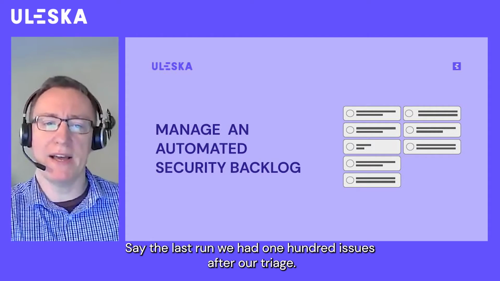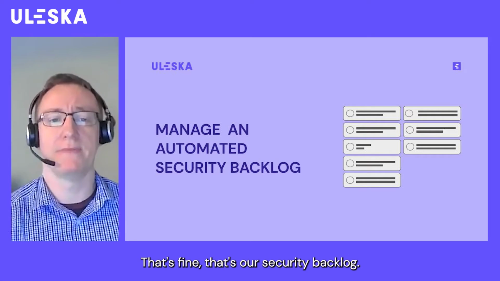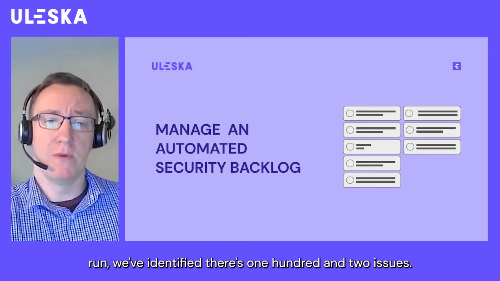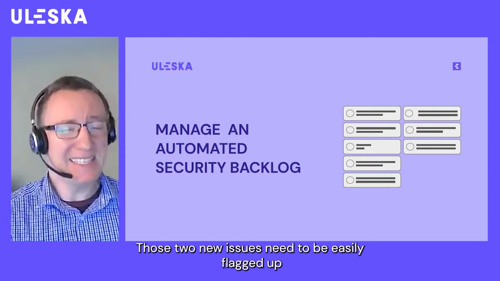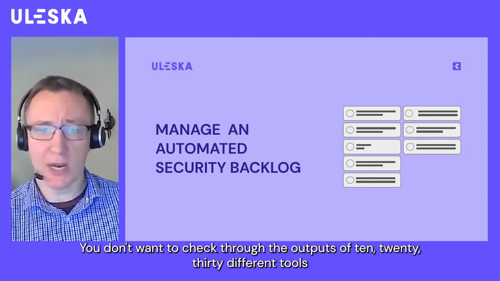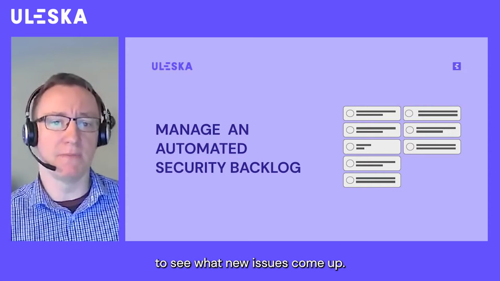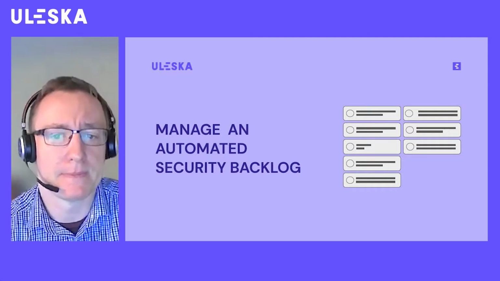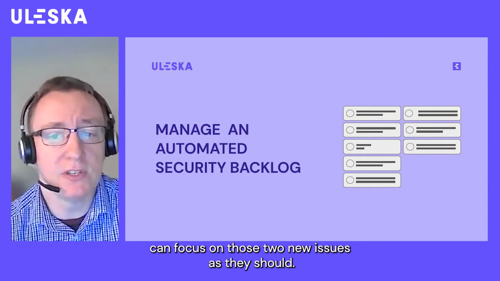So say the last run we had 100 issues after our triage. That's fine, that's our security backlog. We now know that we have plans to burn it down, but now in our new pipeline run, we've identified there's 102 issues. Those two new issues need to be easily flagged up to make them visible and actionable for all the teams. You don't want to check through the outputs of 10, 20, 30 different tools to see what new issues come up. You want them to be easily flagged up that there are these new issues to be dealt with. In this way, our dev and security teams can focus on those two new issues as they should.